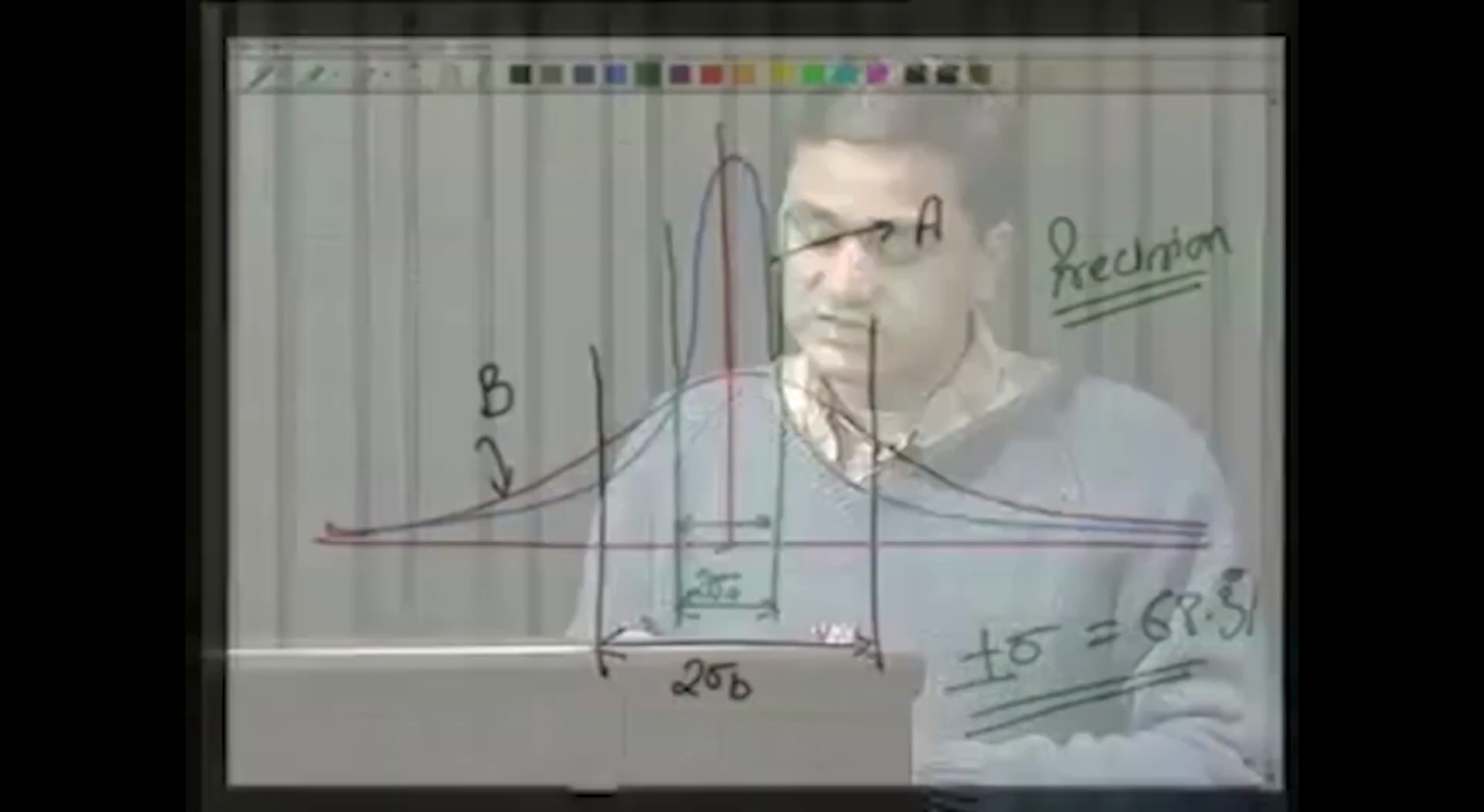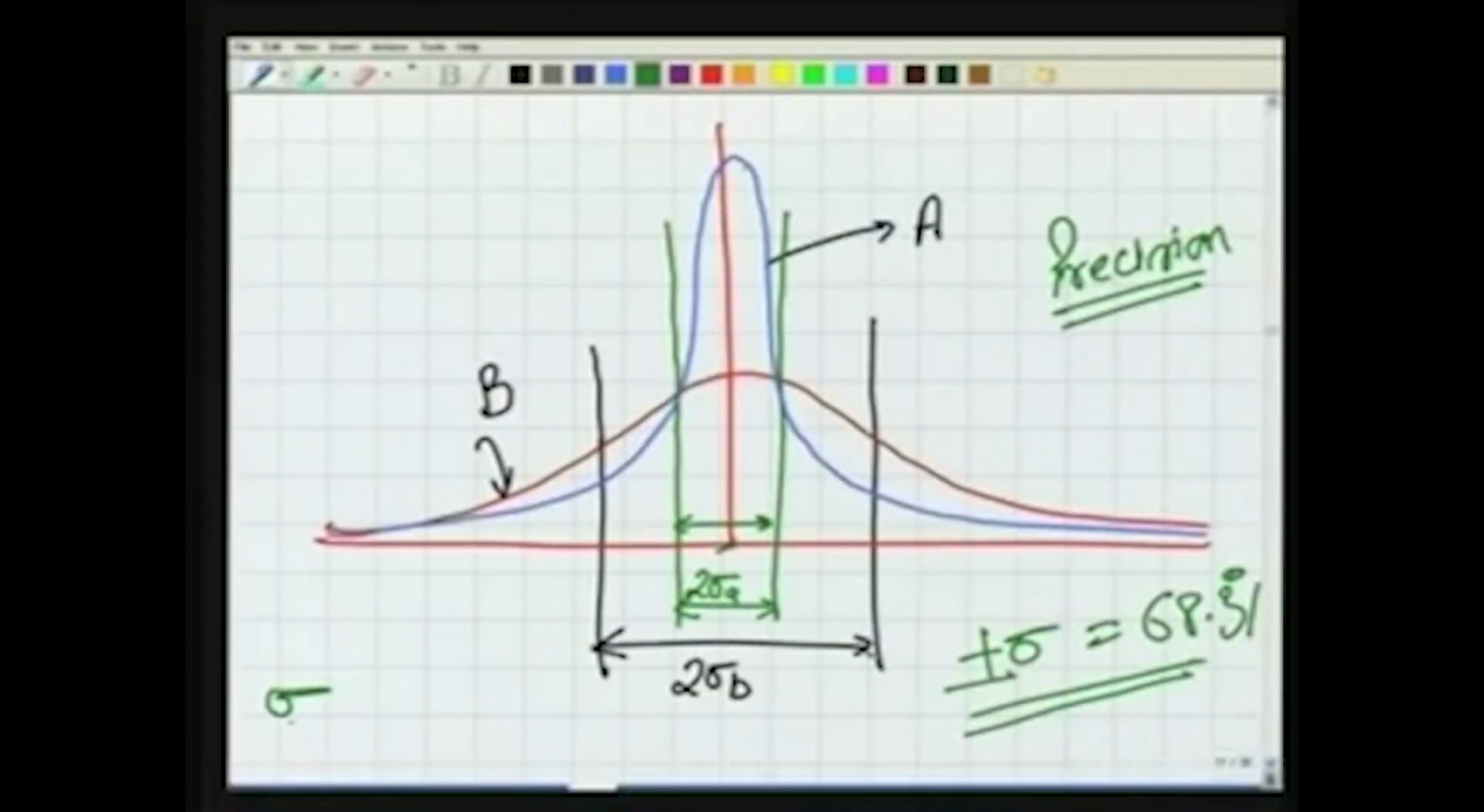So, what we are doing? We are relating our standard deviation with the precision. So, standard deviation is an indicator of the precision. If you can find the standard deviation, here in this case the standard deviation of A is smaller than standard deviation of B. So, we can say the A observations are more precise than the observations B, which is very much obvious from here.